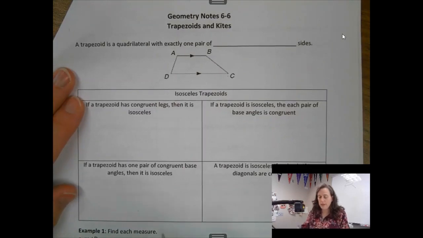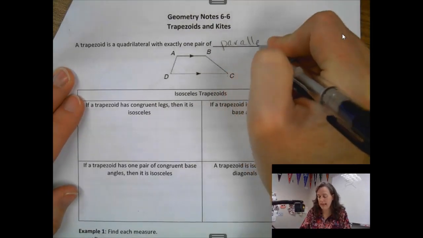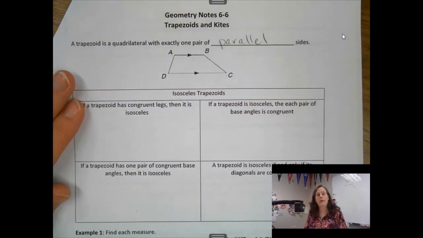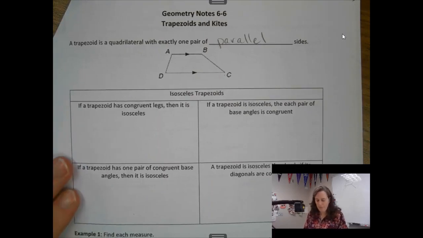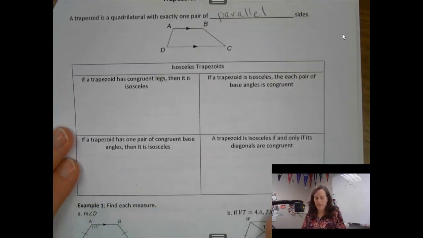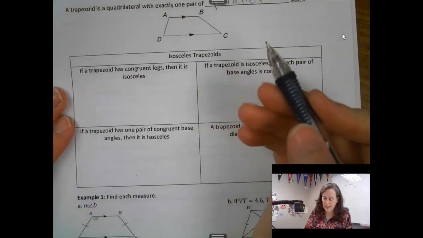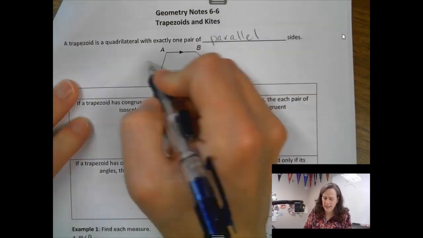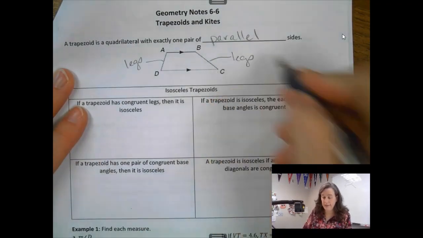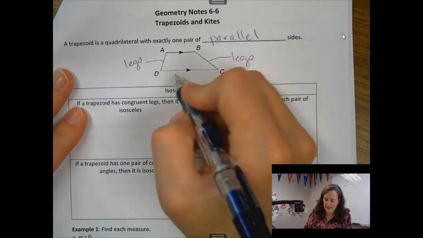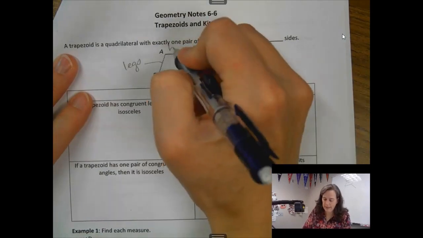A trapezoid is a quadrilateral with exactly one pair of parallel sides. So on this one, the top and the bottom are parallel, but then the two sides are not. And here's a couple things. If a trapezoid has congruent legs, then it is an isosceles. And actually, let me go back and say these two things on the side are called the legs. And then the two parallel sides are called bases. So that's a base and this is a base.